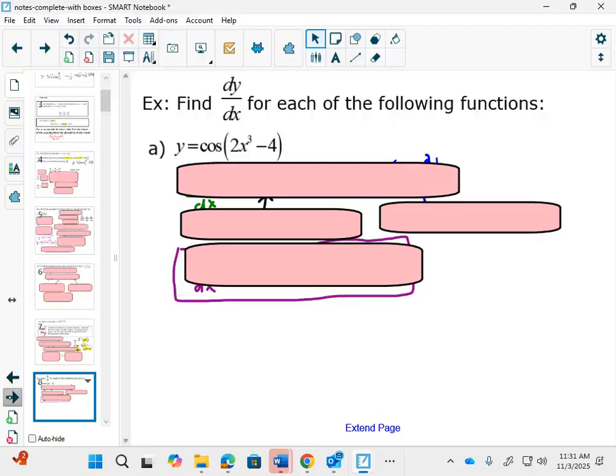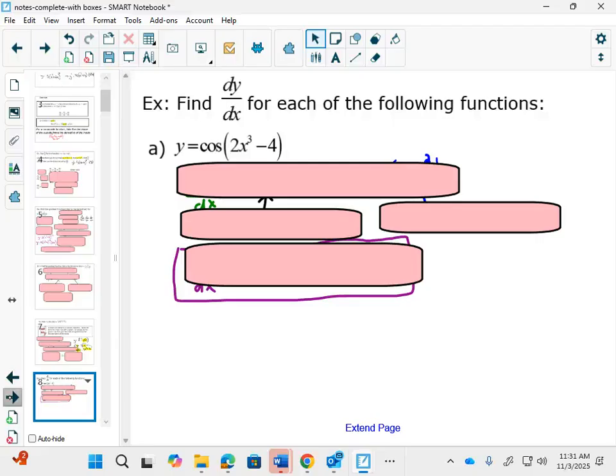Okay? Here, would you say cos x is inside? Or would you say the 2x cubed minus 4 is inside? Probably I'd go with my gut on this one. Is 2x cubed minus 4 feeling like that looks like the inside? You're absolutely right. Because it's like inside the cos. When you look at it, it looks that way.